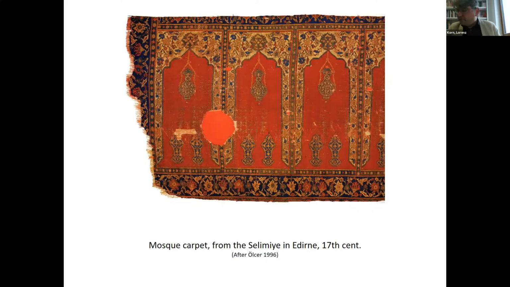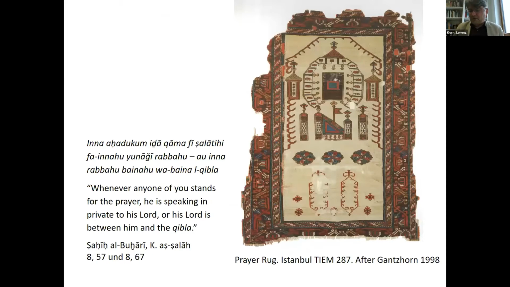The marks of footprints on the carpets in combination with the mihrab image, or in some special cases with the image of the Haram of Mecca, however, puts the emphasis on the direct connection with God, which the believer intends when he puts himself up for prayer, according to the hadith stating that the Lord is between him and the Qibla.